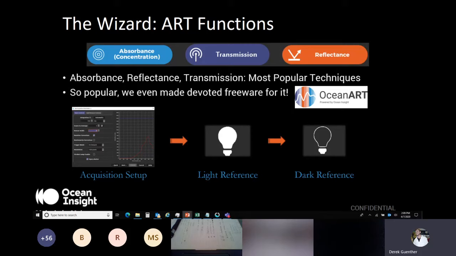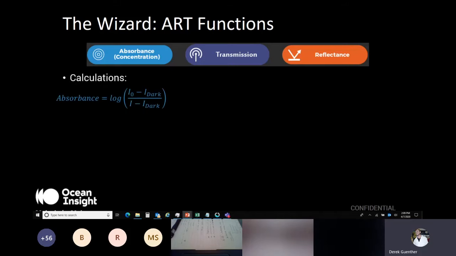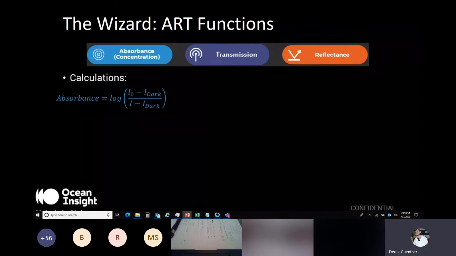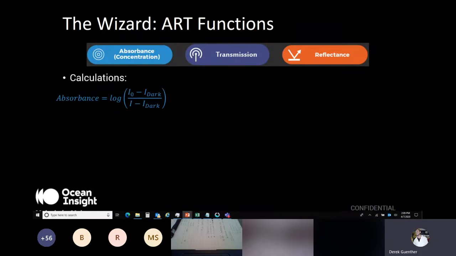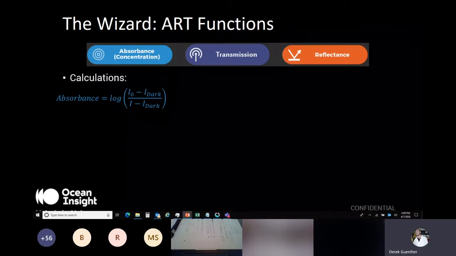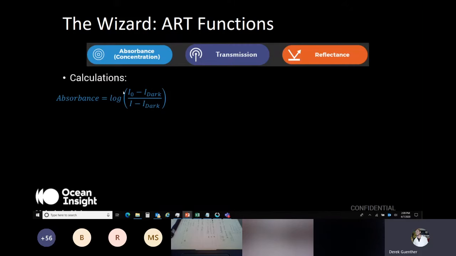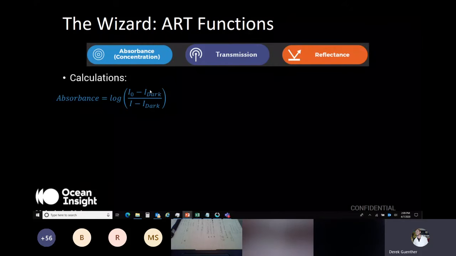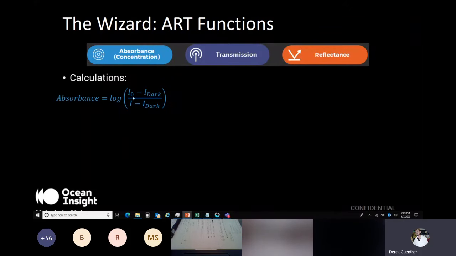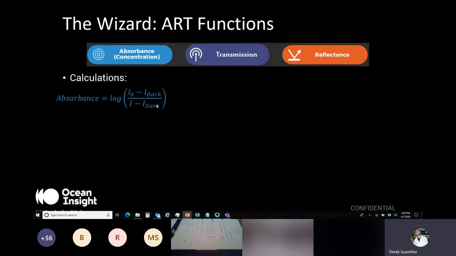So what does it do with these values then once it gets light and dark references? So for absorbance, this is the equation for absorbance. So it's looking at the ratio of the reference intensity versus the live feed intensity, dark corrected, put through a log term. So you can see that I naught here, if you can see my mouse cursor, is going to be your light reference that you took. This I dark is going to be your dark reference that you took. The I here is just your live spectrometer intensity. And these are all across all the wavelengths for the spectrometer. So this is a broadband acquisition. And then that's put through a log term, and that's your absorbance.